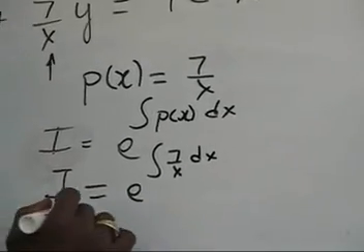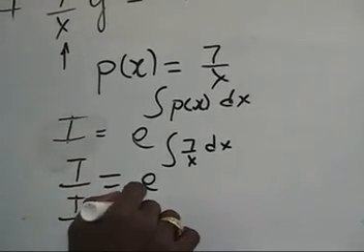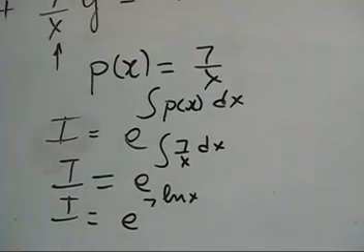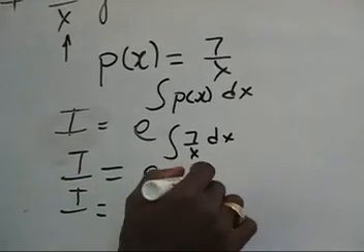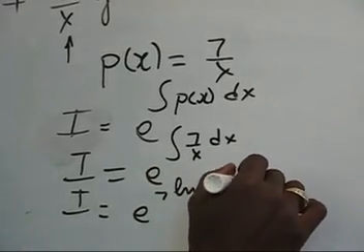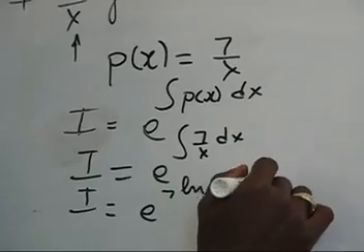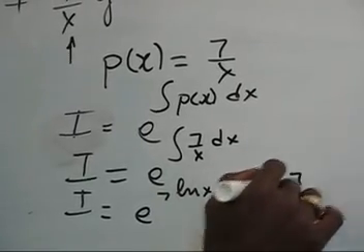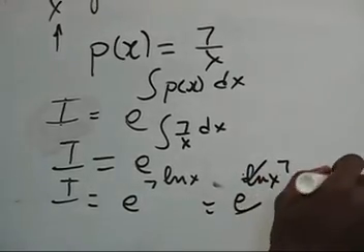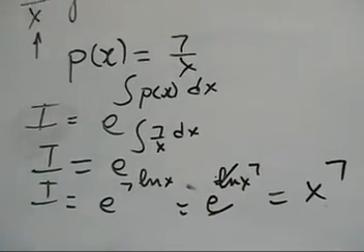So the integrating factor will be e to the 7 natural log of x. So we can move the 7 here, it will be equal to e to the natural log of x, right? As you can see here, the integrating factor will be x to the 7.